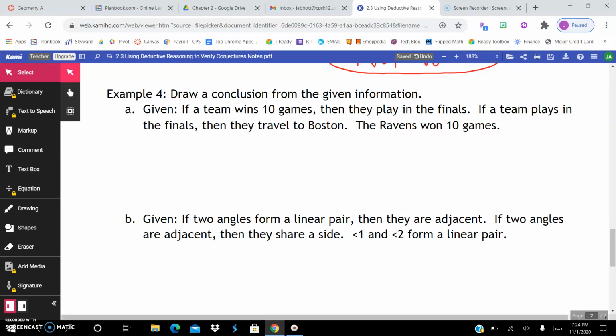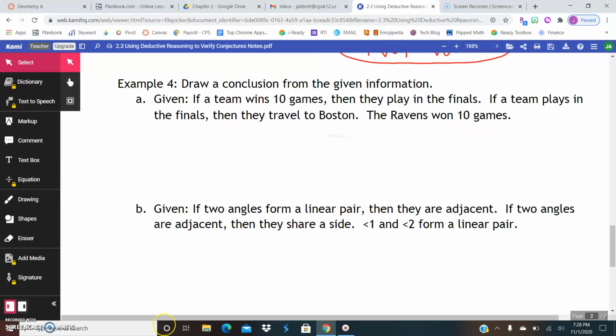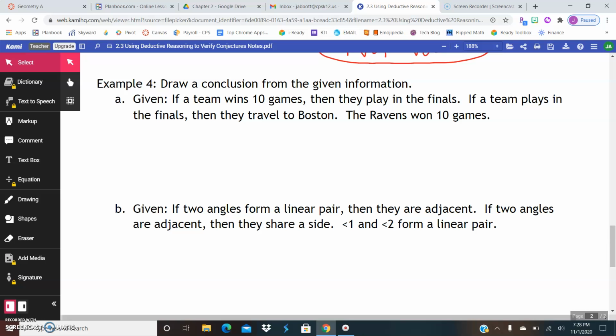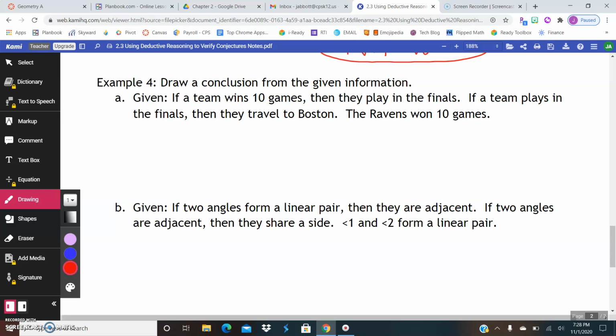Example 4, draw a conclusion from the given information. Given, if a team wins 10 games, then they play in the final. If a team plays in the finals, then they travel to Boston. The Ravens won 10 games. So we can conclude from that information that the Ravens are going to travel to Boston because they won their 10 games.